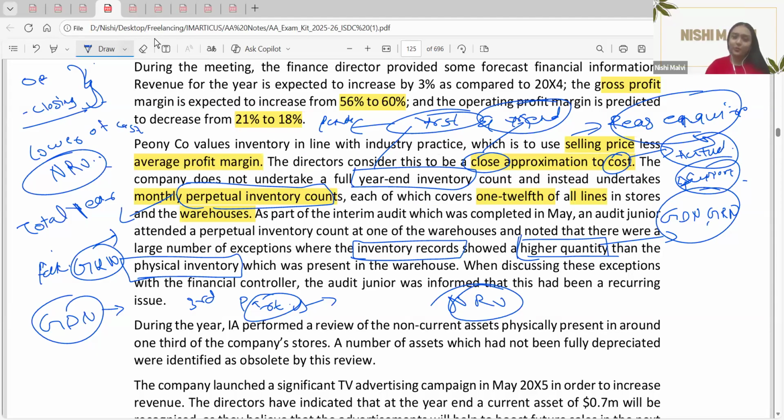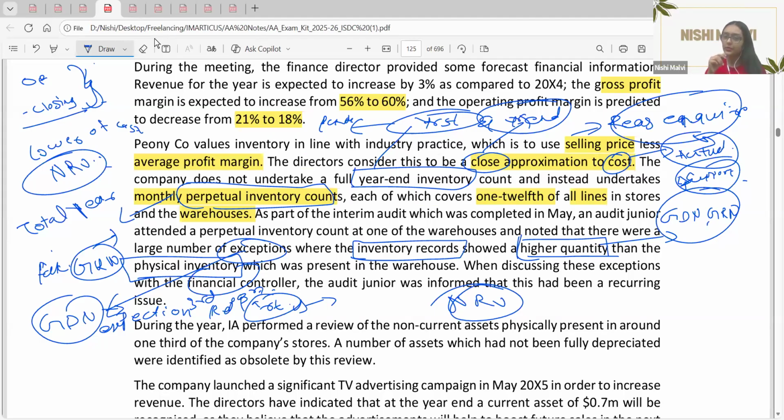Exceptions. Check for the exceptions report. Whatever words you see, pull out the reports and look at them. You'll get marks for the substantive procedures. Right? Check for the exception report. Discuss the variance with the management. Right? Exception report. Discuss with the financial controller.